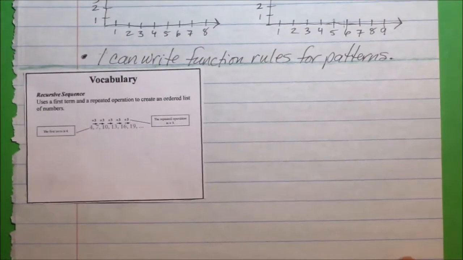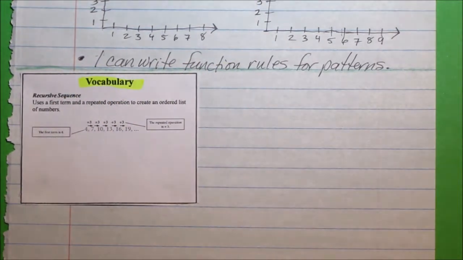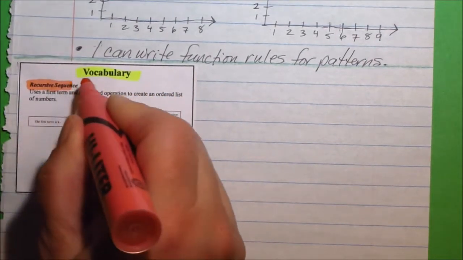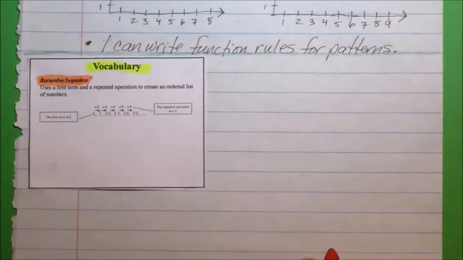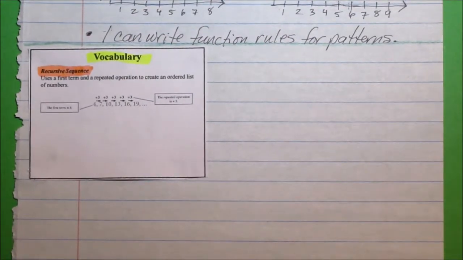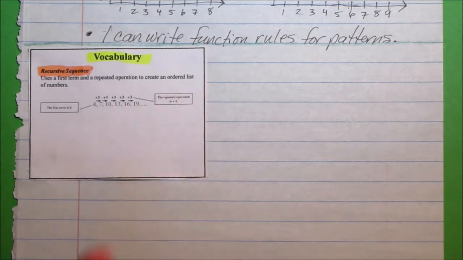Okay, so vocabulary. Highlight that. And then with my pink highlighter, I'm going to highlight recursive sequence. We're talking about recursive sequence, all right? Now, a recursive sequence is something you've dealt with before. You maybe just didn't know it was called a recursive sequence. The definition for it is it uses a first term and a repeating operation to create an ordered list of numbers. So they're giving you the example here of 4, 7, 10, 13, 16, 19. The first term is 4, and it is increasing by 3 each time.